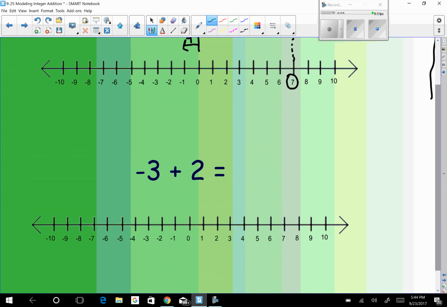Next example, negative 3 plus 2. Start at 0. Negative 3 means we're going to go to the left 3 units. 1, 2, 3. There's negative 3. Go straight up. Plus positive 2 means we're going to go 2 to the right. So over 1, 2. So that's positive 2. Where do we land? Over negative 1. So negative 3 plus 2 is negative 1.